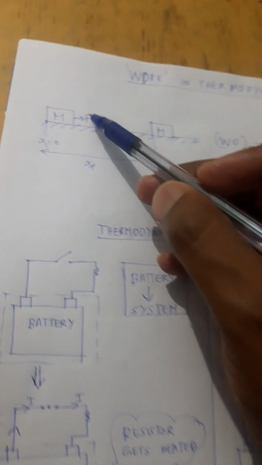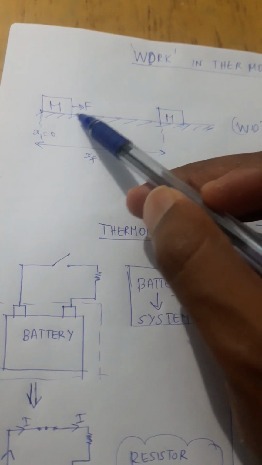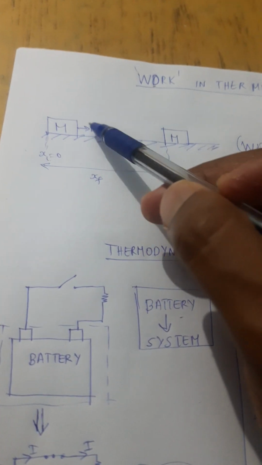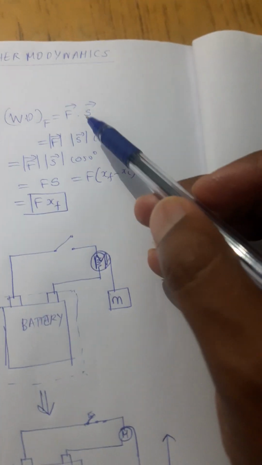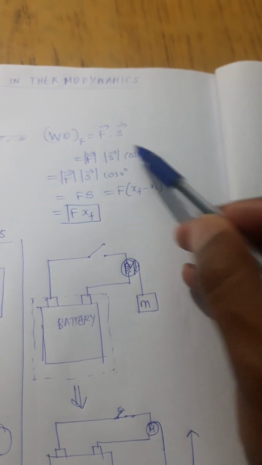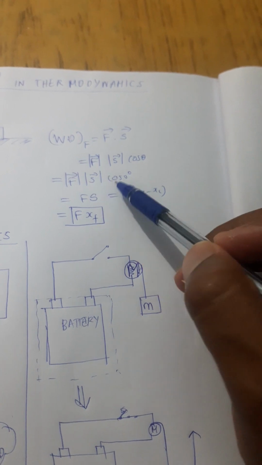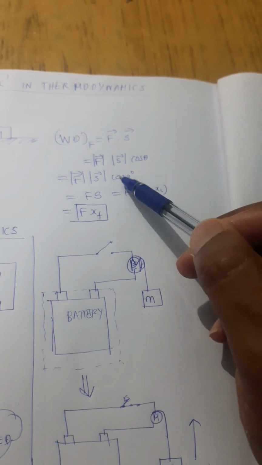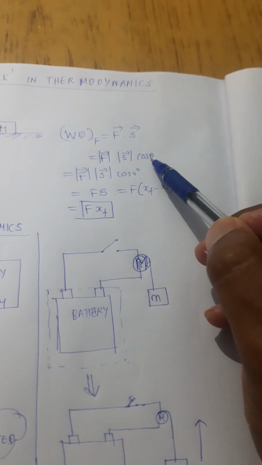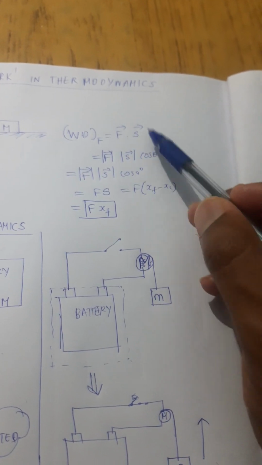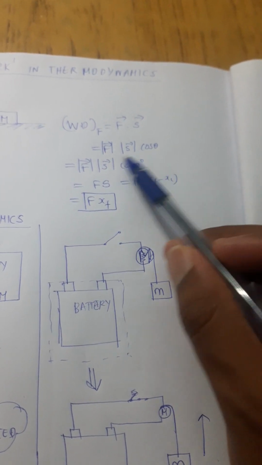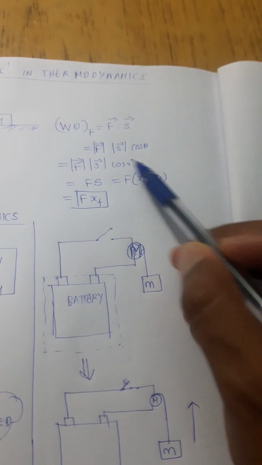In this case, we can see that the force is acting along the direction of displacement, so the angle between the force and displacement vector is 0. Applying this in the formula, we get the magnitude of F times the magnitude of S times cos theta. Since the direction of F is along S, the angle between these two vectors is 0, so we get cos 0, which is 1.